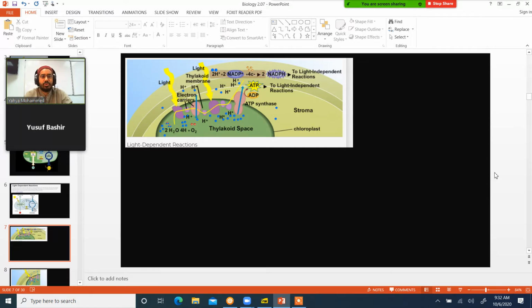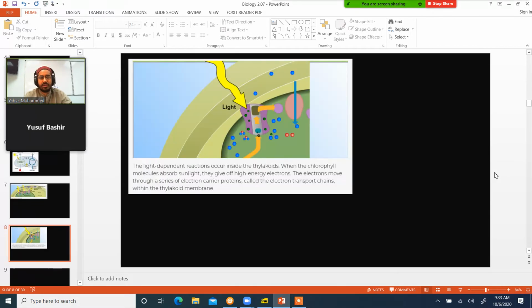So this is showing you the overall system in the thylakoid, right? Just to see, this is happening in the thylakoid membrane. You see that thylakoid space, right? So this is where it's occurring. So let's take a look first.